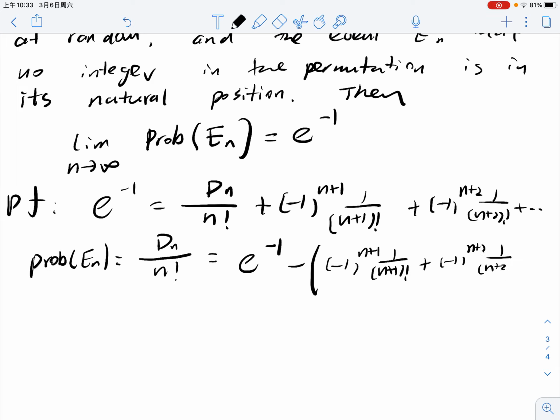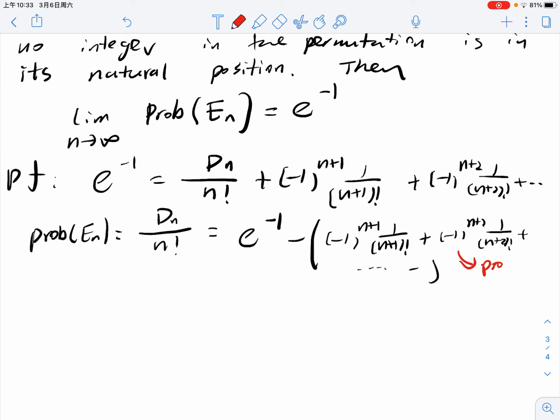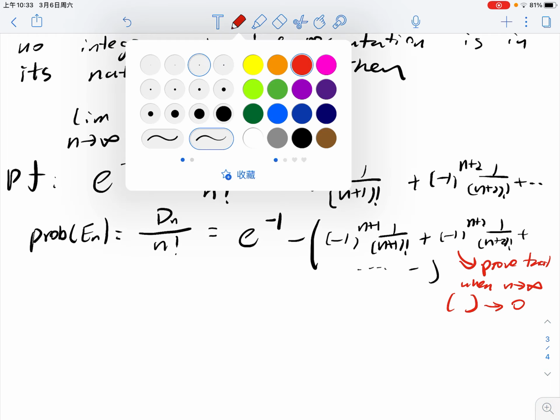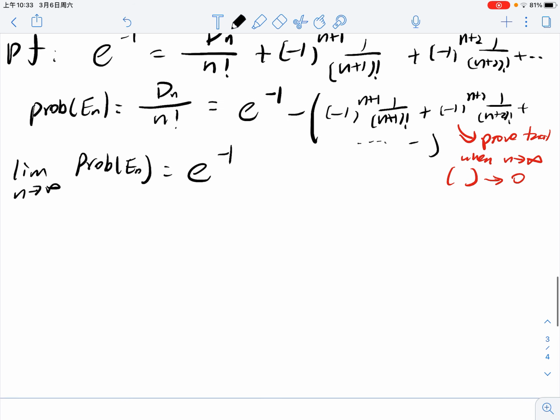And you can use a Lagrange remainder form or just estimate by hand. It's not trivial, I leave it to you. When n goes to infinity, the infinite sum in the parentheses goes to 0. Okay, then if you take the limit, you just have exponential minus 1.